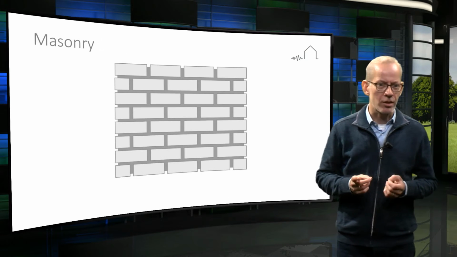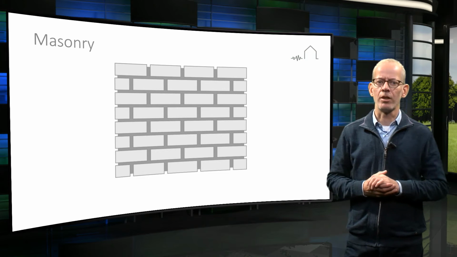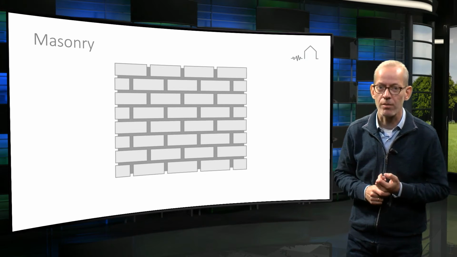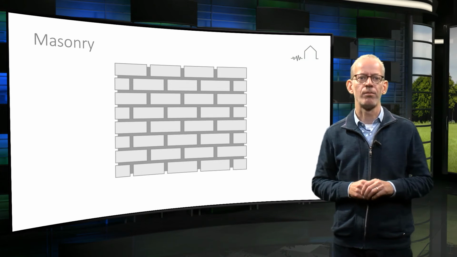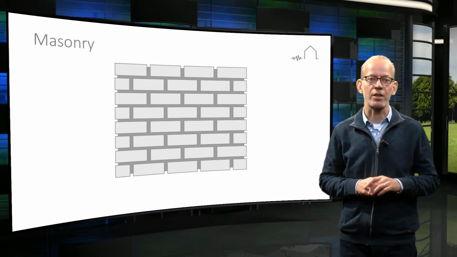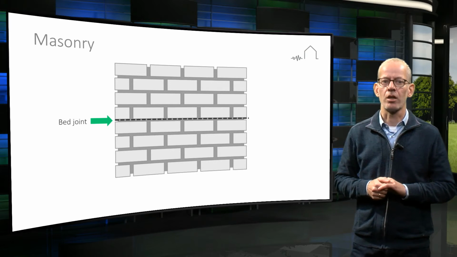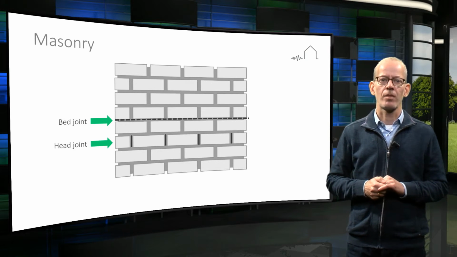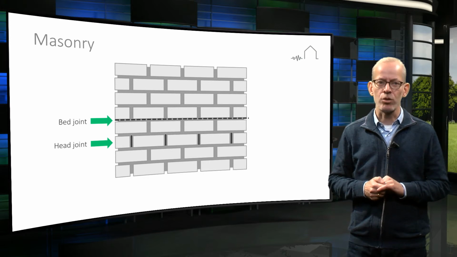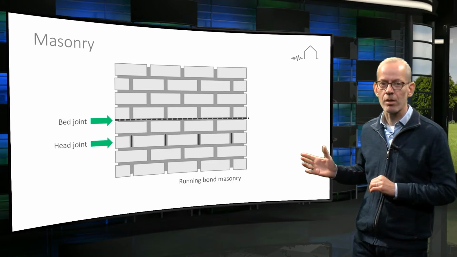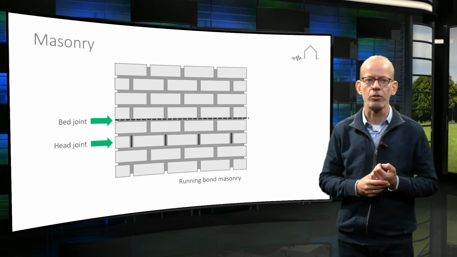To answer this question, let's consider the material in more detail. As you know, masonry consists of bricks that are glued together with mortar. The horizontal mortar connections are called bed joints, and the vertical ones are the head joints. In the Netherlands, many various brick patterns can be found. The most common one is shown here, the so-called running bond.